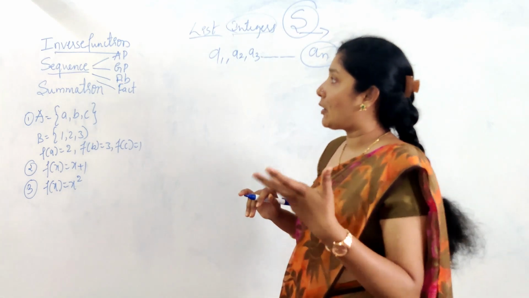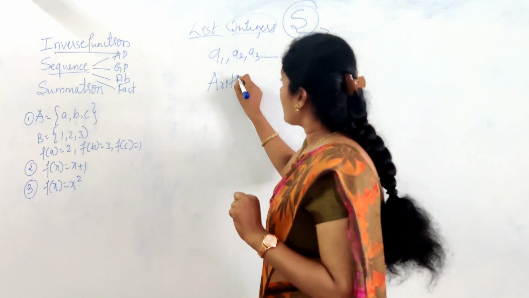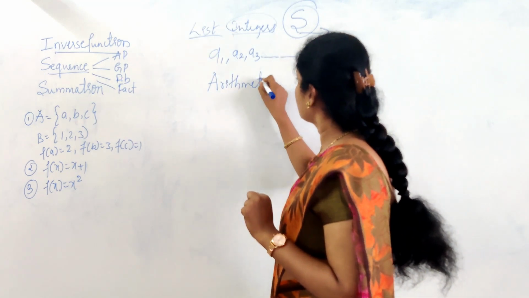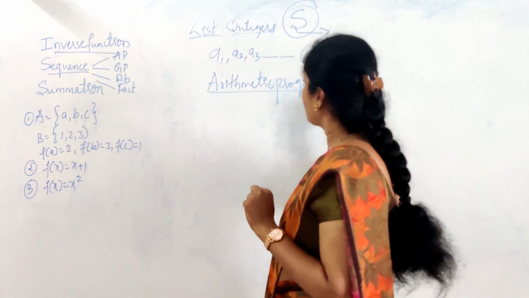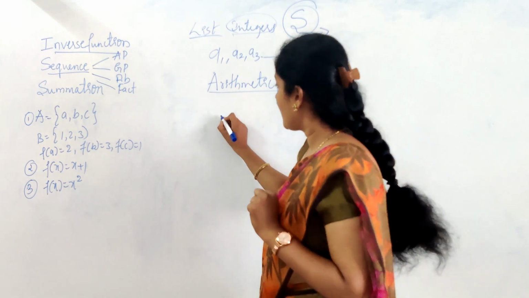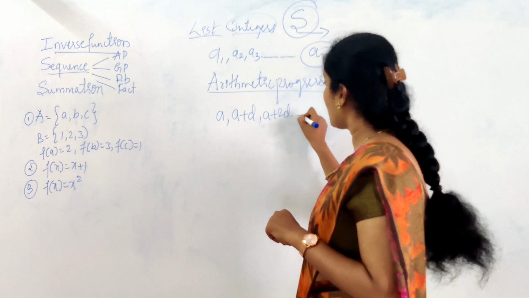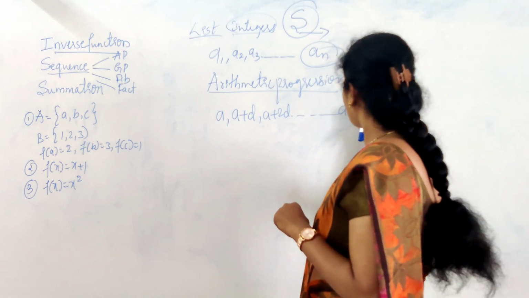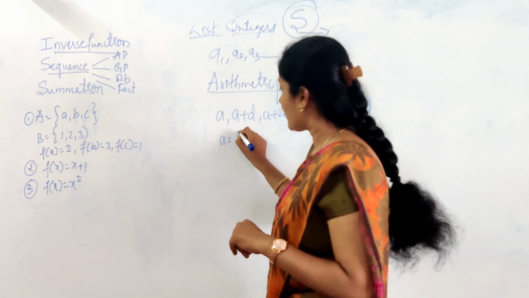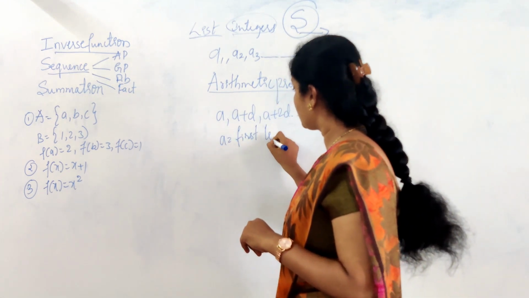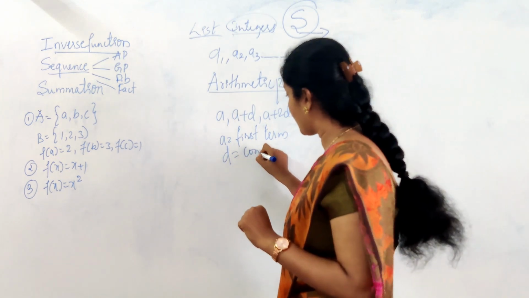And I hope you remember, you have studied in high school, that is arithmetic progression. So what is the formula for arithmetic progression? That is a, a plus d, a plus 2d and so on up to a plus nd. Okay. So what is a here? a is nothing but the first term. And what is d? d is nothing but the common difference.